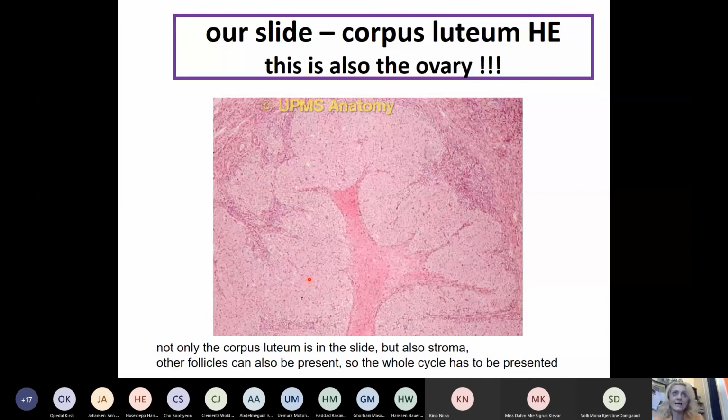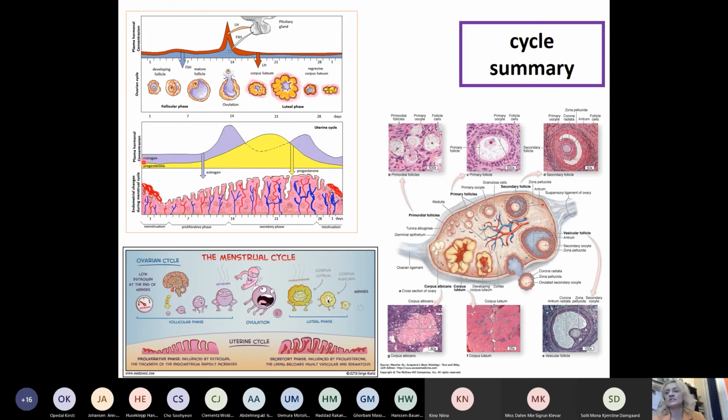Please don't forget that our corpus luteum slide is also from the ovary. So here you have to talk about the whole ovarian cycle, all the other follicles, the follicular development, the hormones, not only the corpus luteum. Okay, in the slide you can sometimes find other follicles and the stroma around as well. So this is just a summary of the cycle.